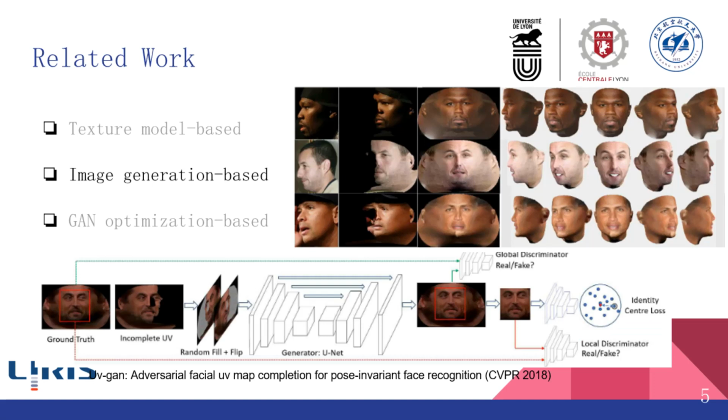UV GAN first fits a 3D morphable model and then unwarps the face texture into 2D space to get a so-called UV map. The GAN part fills the missing texture caused by self-occlusion. However, they train on a UV dataset which is not publicly available. Also, their shape-fitting algorithms are not very precise.